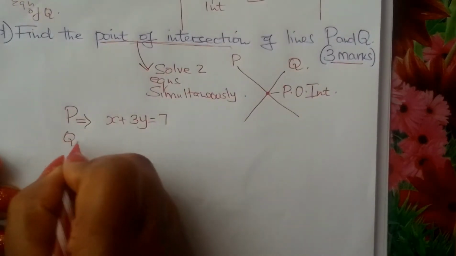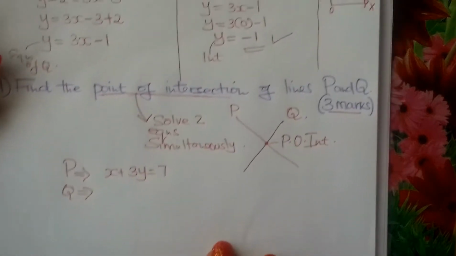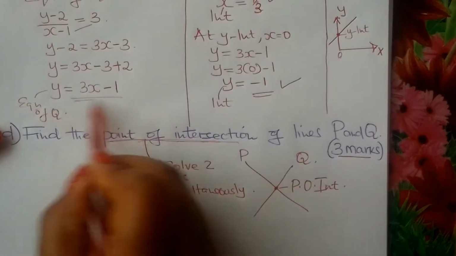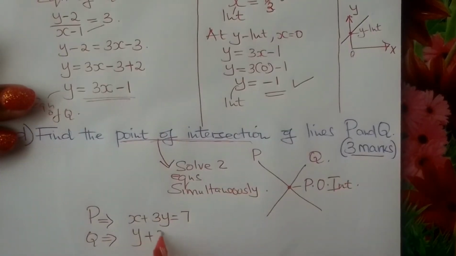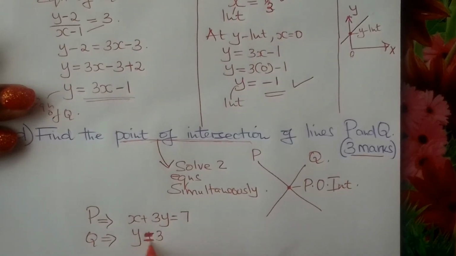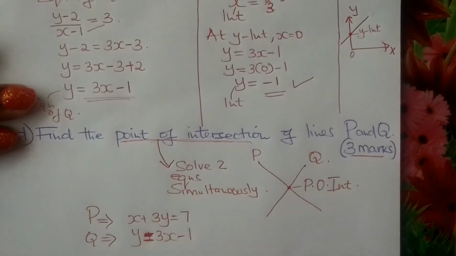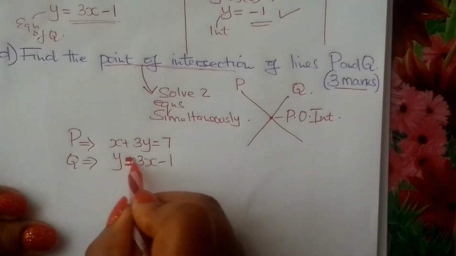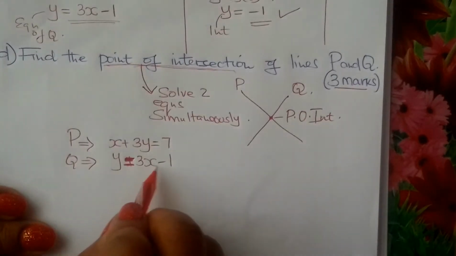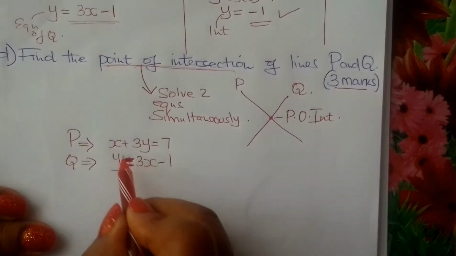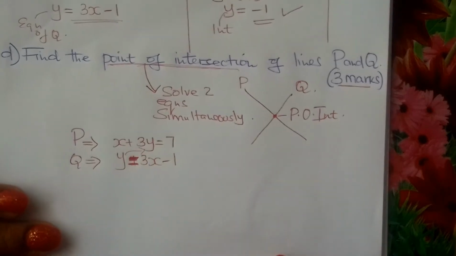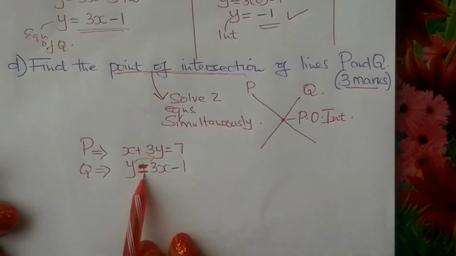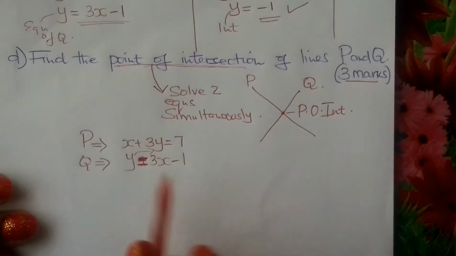And what is our line Q? Our line Q, learner, we have just got it here. This one. So y equals 3x minus 1. So you solve these two simultaneously. We can do it by substitution. It is easier because here we are told y equals 3x minus 1. Come and substitute this here.